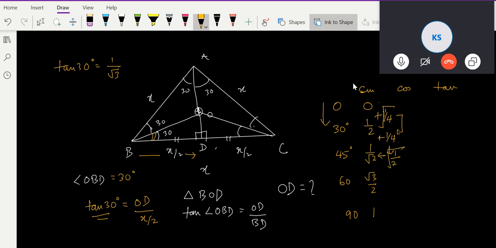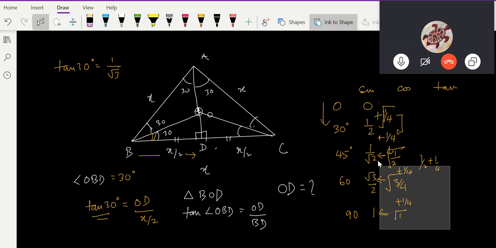That becomes 45. Half plus 1/4 is 3/4, right? Take the square root. That gives you 60. 3/4 plus 1/4 is 1, right? Take the square root. That gives you 1. Just keep adding 1/4 and take the square root. This is the sine rule for remembering the sine values.